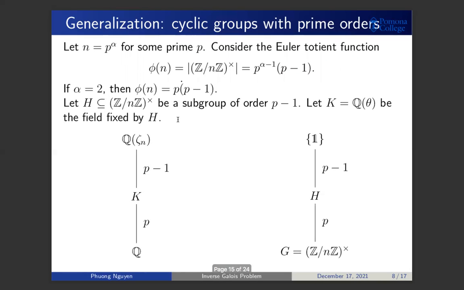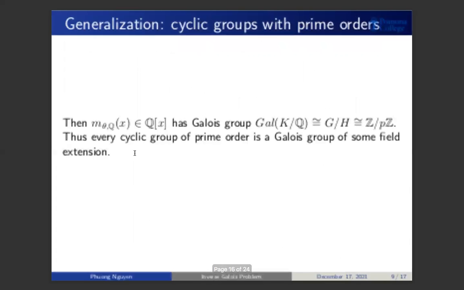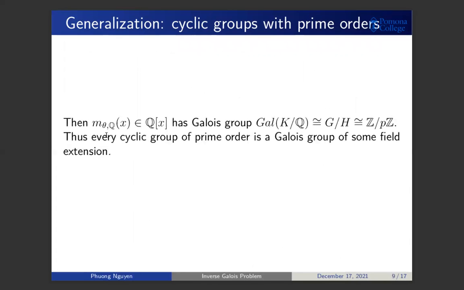We have a very similar tower as we've seen on the previous slide. So p on the previous slide is 3. So we can see that the minimal polynomial of theta over Q has Galois group Gal of K over Q isomorphic to Z mod pZ. So we conclude that every cyclic group of prime order is a Galois group of some field extension, which is pretty interesting.